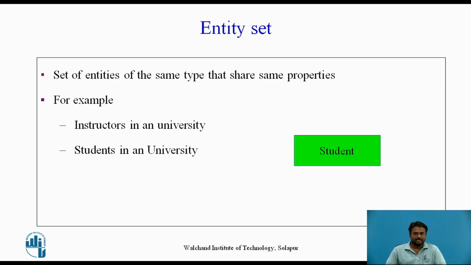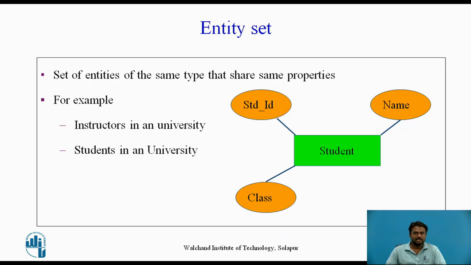For example, in this diagram, you can see a student is an entity which has different properties like student ID, name, class, and date of birth. Similarly, an instructor can also have different properties like instructor ID, department, courses, etc.